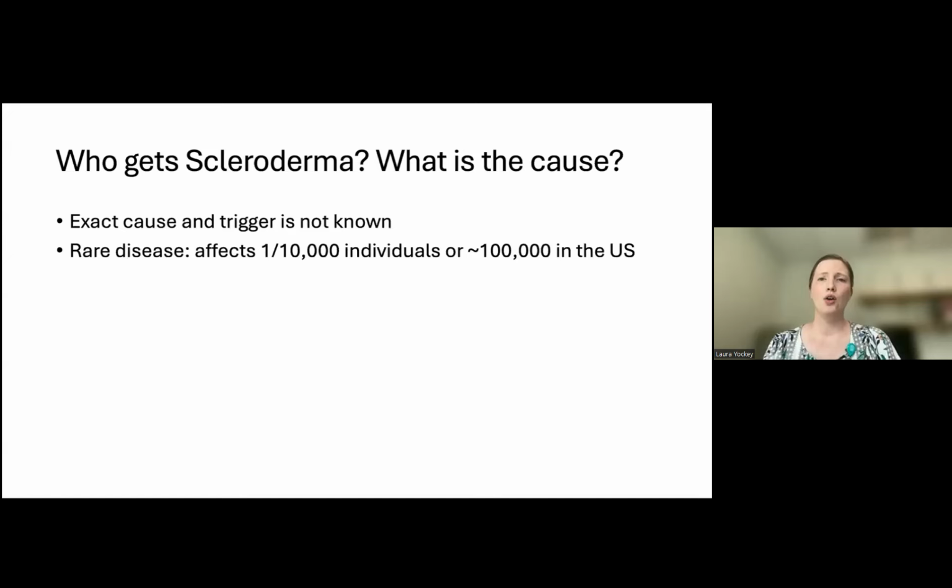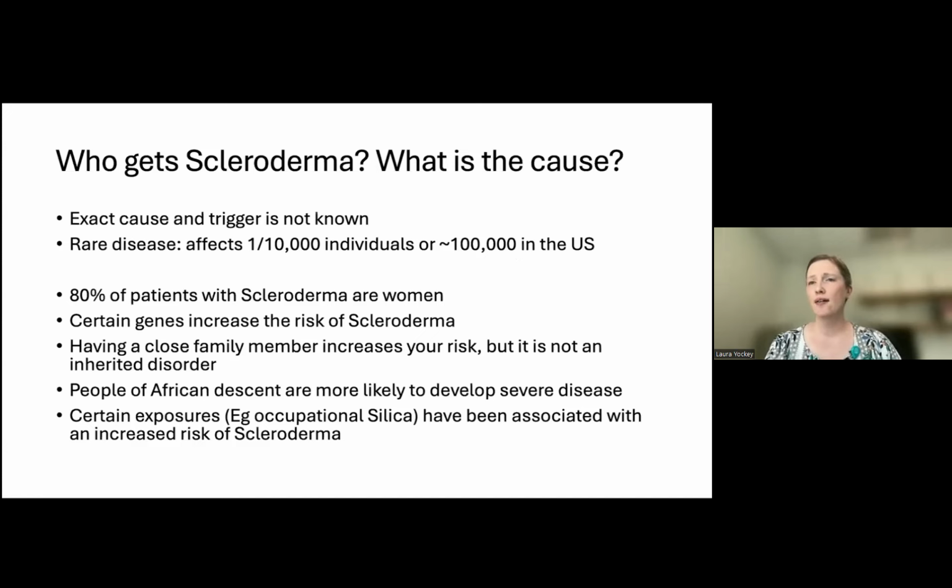So what causes scleroderma? The shorter answer is we don't have a perfect answer why. We're not quite sure. It is a rare disease, so some of the estimates I've seen are that about 100,000 people in the US are affected with systemic sclerosis, and a number more with the localized scleroderma as well. We do have some risk factors associated with scleroderma, so scleroderma is more likely to affect women. We know there are certain genes that put you at risk of scleroderma, but there's not one causal gene. And similarly, you may be at increased risk if you have a family member that has scleroderma, but it's not an inherited disorder.